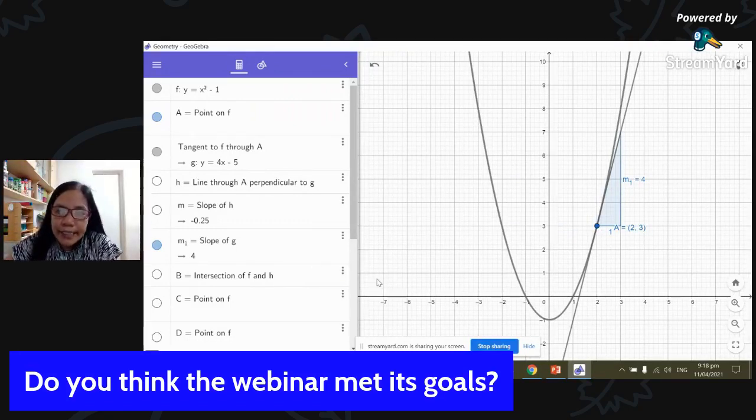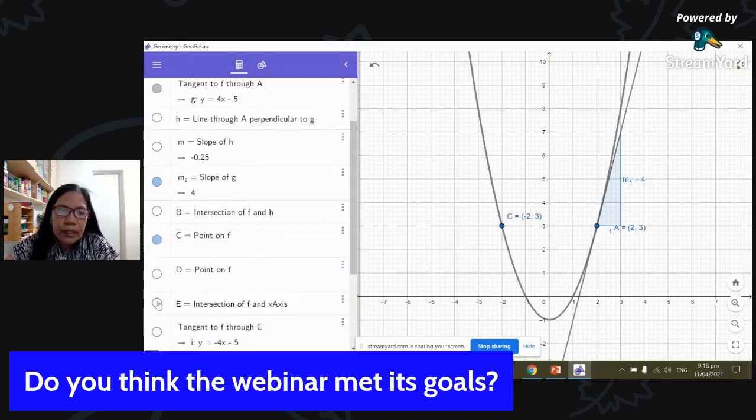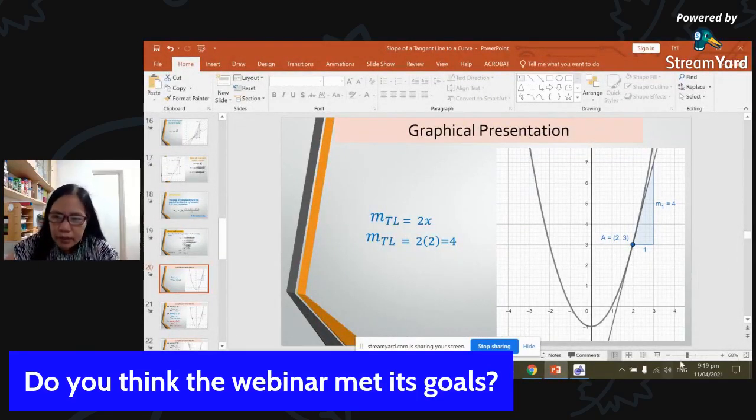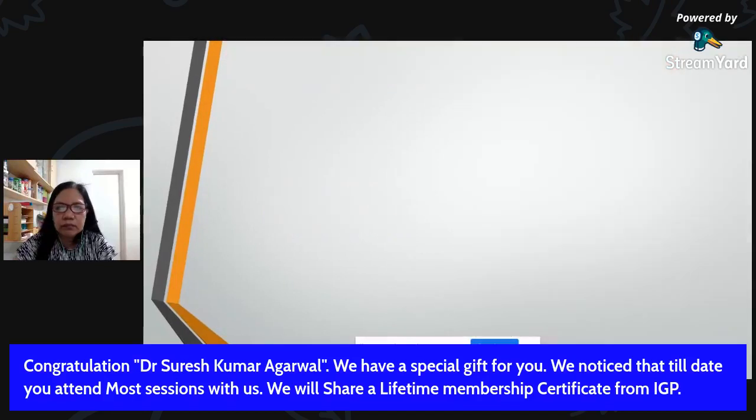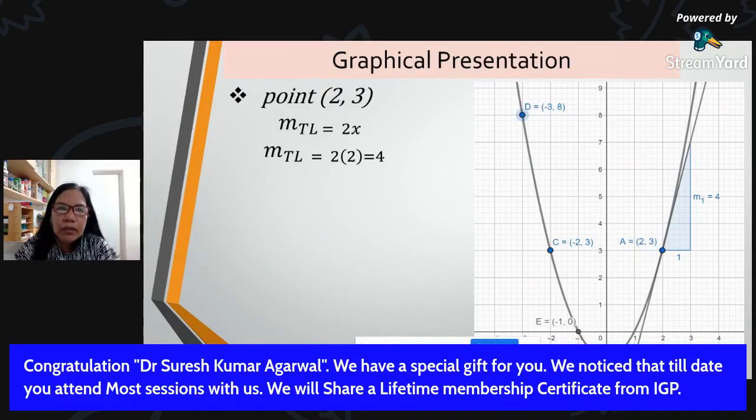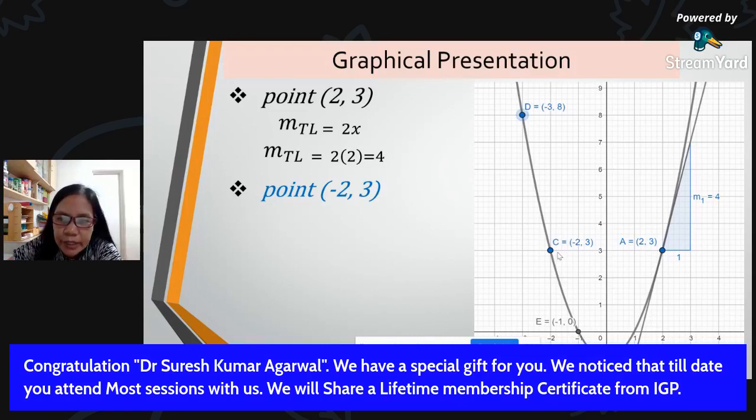Okay, since the slope in general of this curve is 2x, what about if we have another point on this graph, which is (-2, 3), and another point on the curve, which is (-3, 8)? So let us try to determine the slope of the tangent line at these points. Okay, so this is our first example, (2, 3). So at point (-2, 3), let's get the slope of the tangent line.